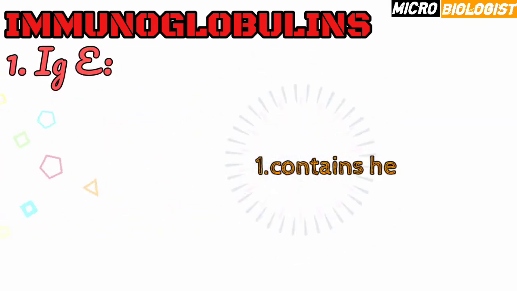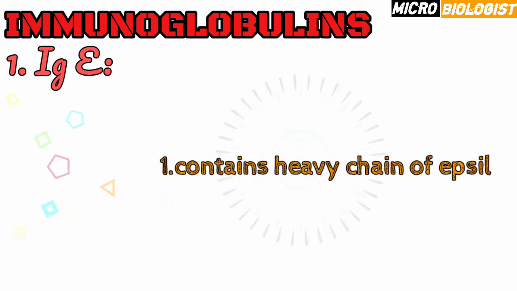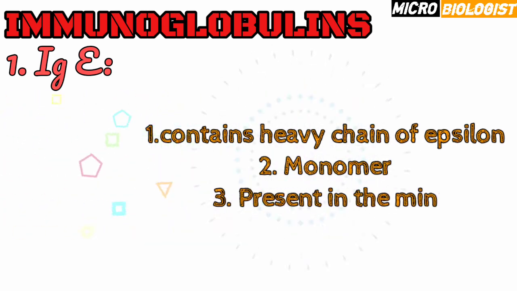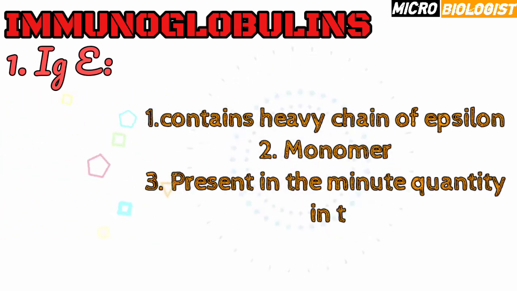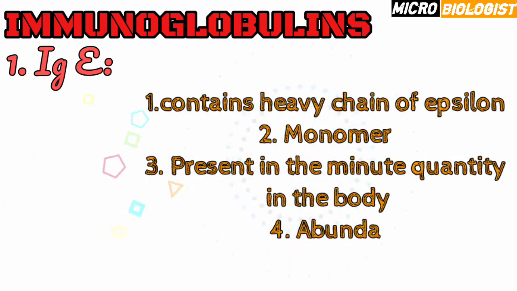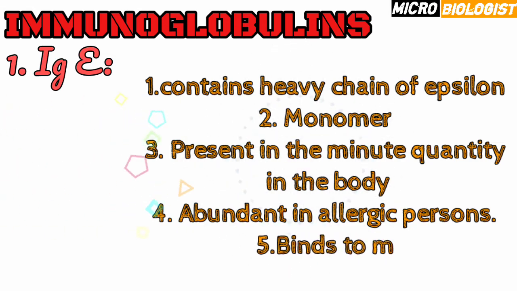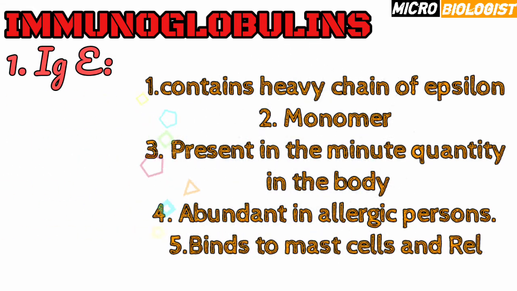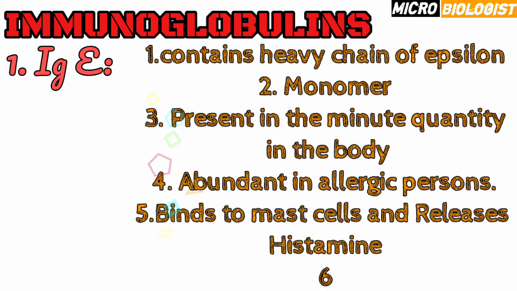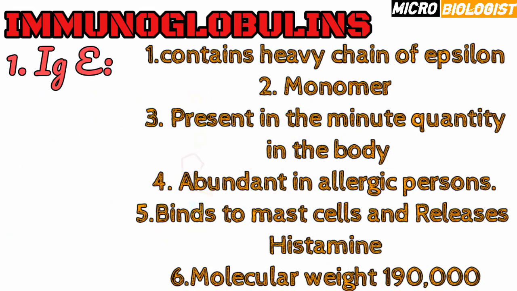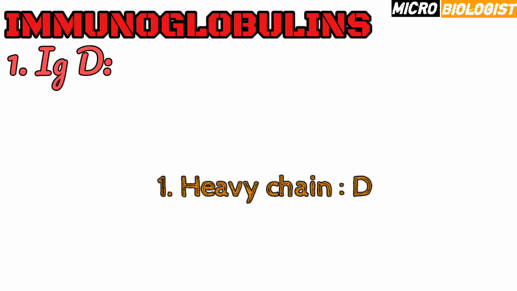Next type is IgE. It contains the heavy chain of the epsilon type. It is a monomer and it is present in minute quantities in the body. It is raised in persons that have allergies. As we have already discussed, it binds to the mast cells. After binding to the mast cell, it releases histamine. Its molecular weight is 190,000.